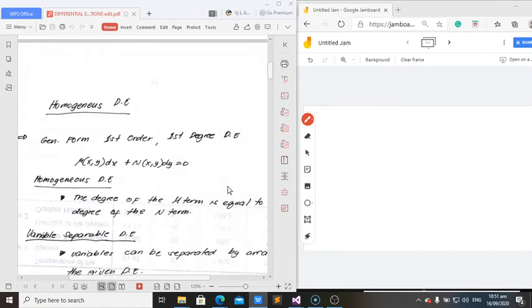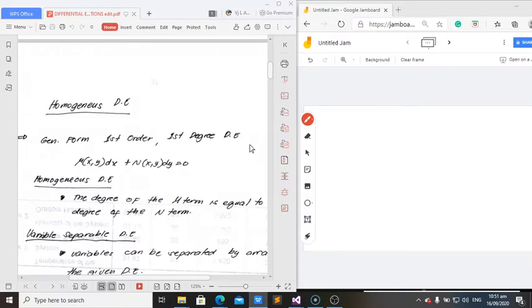So, let's start. Okay, guys. Good afternoon again. Good morning. Good morning. So, last time we discussed our example for our variable separable activity.